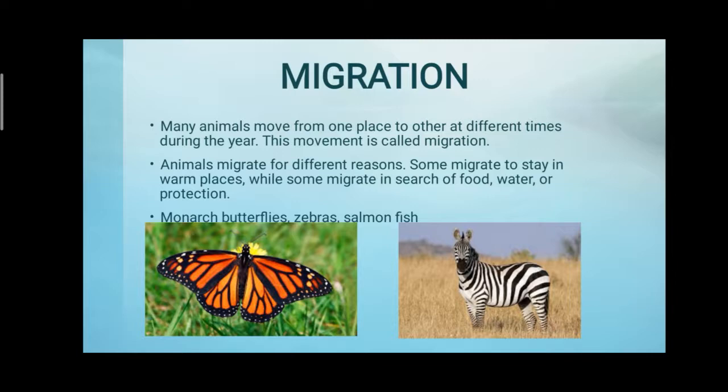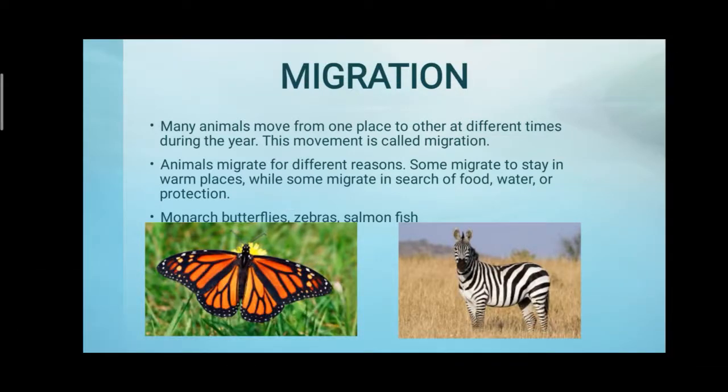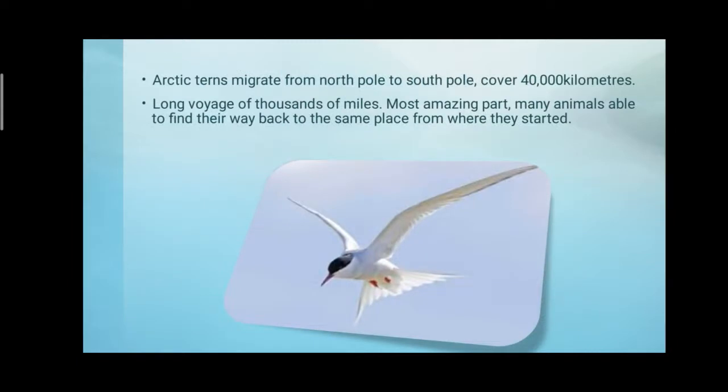So what are the examples? Monarch butterfly. See, this is a monarch butterfly. Zebra, salmon fish. So many times the birds will change their places. The next one we are going to learn about is a bird, the Arctic tern.